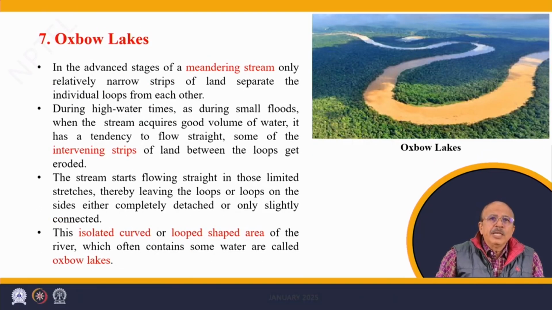Next is the oxbow lakes. In the advanced stages of a meandering stream, only relatively narrow strips of land separate the individual loops from each other. During high water times, as during small floods, when the stream acquires a good volume of water, it has a tendency to flow straight. Some of the intervening strips of land between the loops get eroded. The stream starts flowing straight in those limited stretches, thereby leaving the loops on the sides either completely detached or only slightly connected. This isolated curved or loop-shaped area of the river, which often contains some water, is generally called an oxbow lake. So this is about the oxbow lakes.